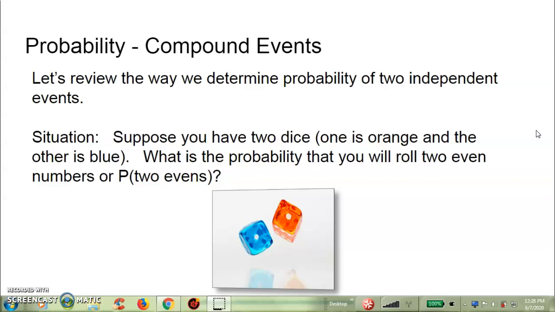All right, so let's start right away with a situation here. Suppose you have two dice. One is orange and the other is blue. Okay, so the question is, what is the probability that you will roll two even numbers? Or right down here, I have it written in the correct notation, probability of getting two evens.